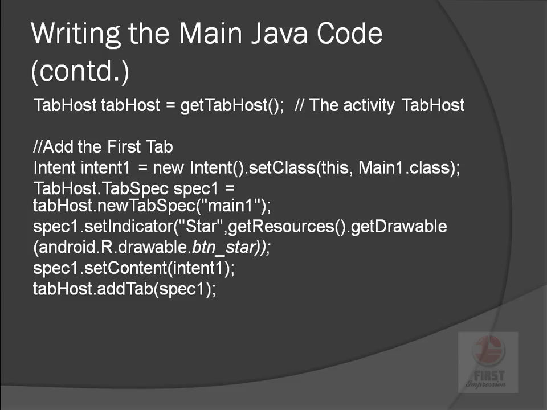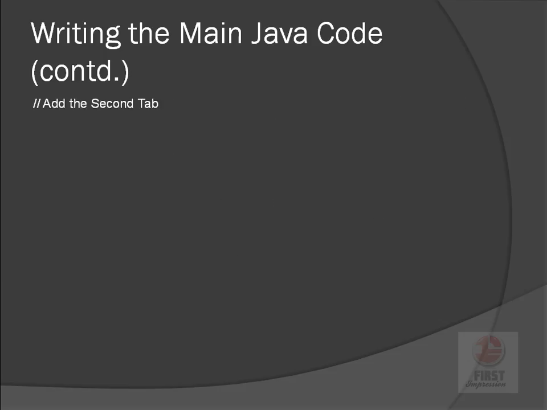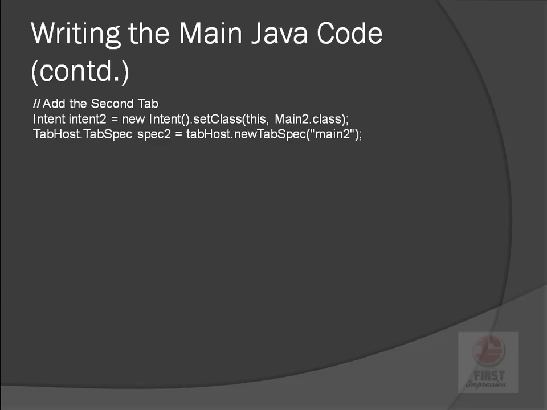Then we can add this specification to the tab by saying tabHost.addTab and the specifications. The specifications contain three things. One is the title of the tab, second is the icon of the tab, and third is the application or the activity that I want inside the tab. So far so good. We can do the same thing for a second tab, create an intent for that, create a specification for that, and set the info on the specification by the text and the drawable.